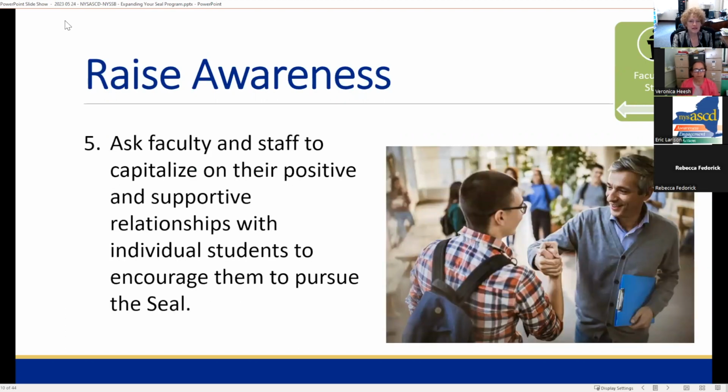Another way you can raise awareness is to ask faculty and staff to capitalize on their positive and supportive relationships with individual students to encourage them to pursue the Seal. Sometimes all it takes is a kind and supportive word from a caring adult that the student has what it takes to do the seal. And so having each member of your faculty and staff be equipped with this elevator speech gives them the opportunity to be able to say to those students, hey, why don't you try this program out?